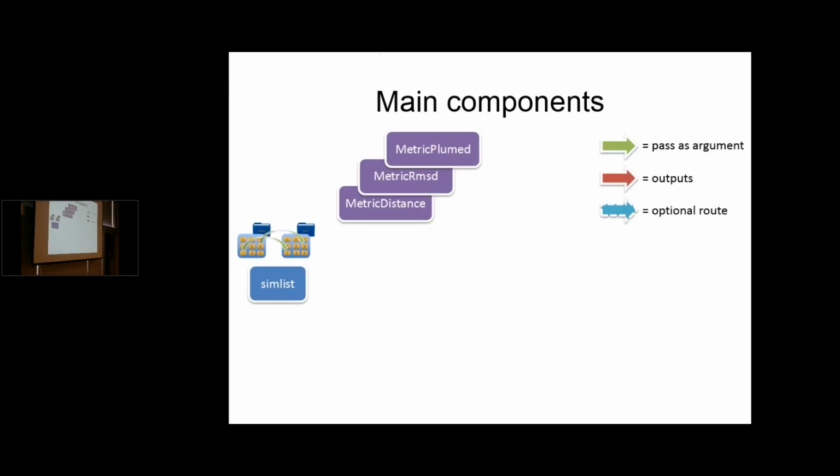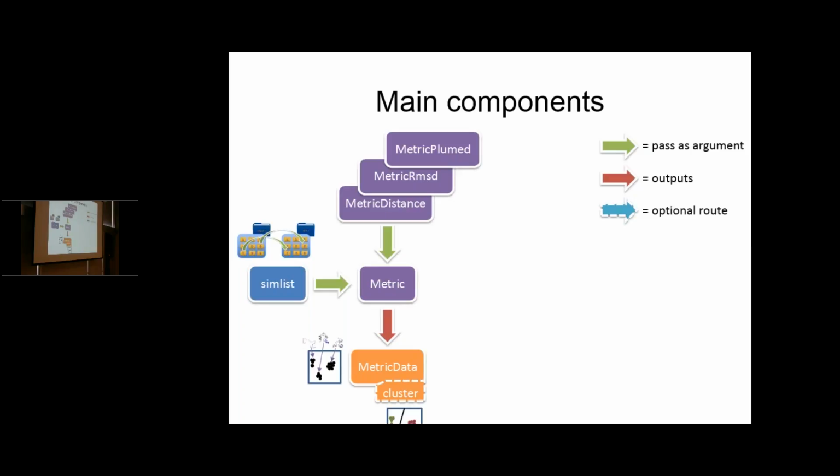Next, we have our projections, like metric distance, metric RMSD, metric plume that were presented yesterday very nicely. We take the simlist and the projection, or multiple projections if we want, and pass them to a class called metric. This metric class then produces an object of another class called metric data, which is your projected data. Then we have the option of clustering this metric data directly, but it's quite high dimensional, as I said.